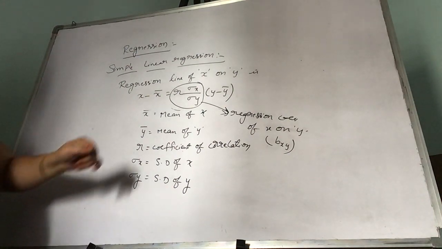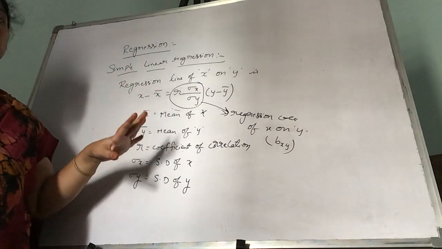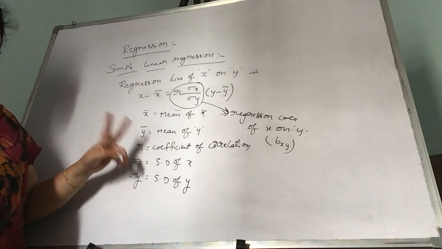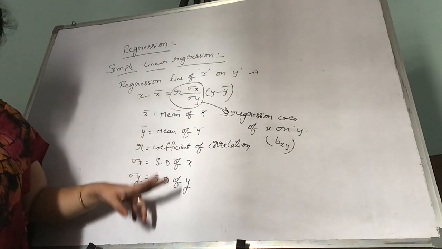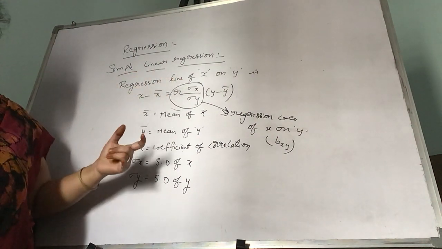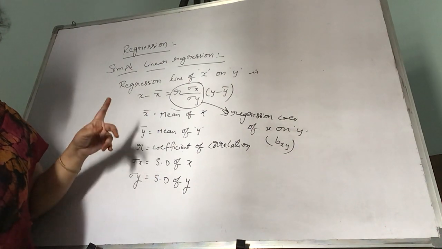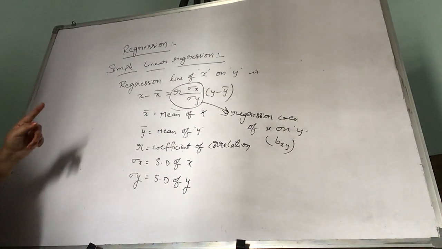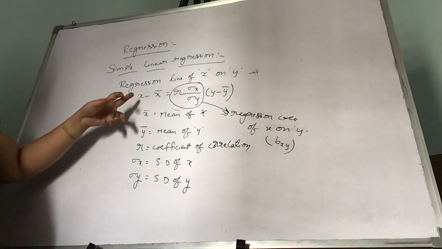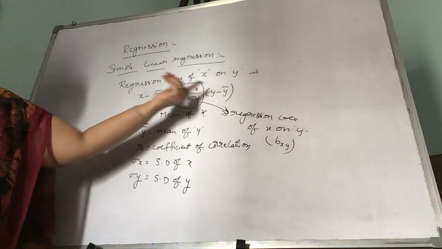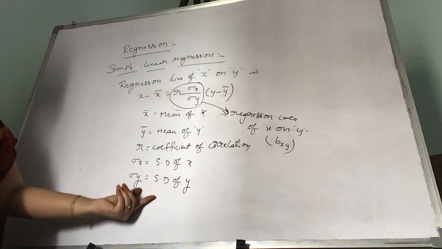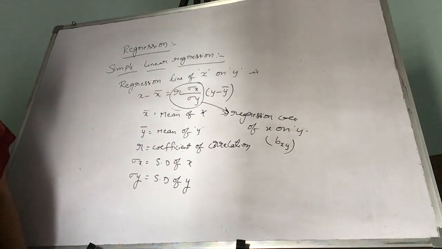Okay. So these are the simple linear regression lines. That means the linear relationship between the two variables which are related along a straight line. Those lines are called regression lines. There are two regression lines, that is the regression line of y on x and the regression line of x on y. In each and every term we have to calculate x bar, y bar, r, sigma x, sigma y. We substitute all these values, and we get the regression lines.